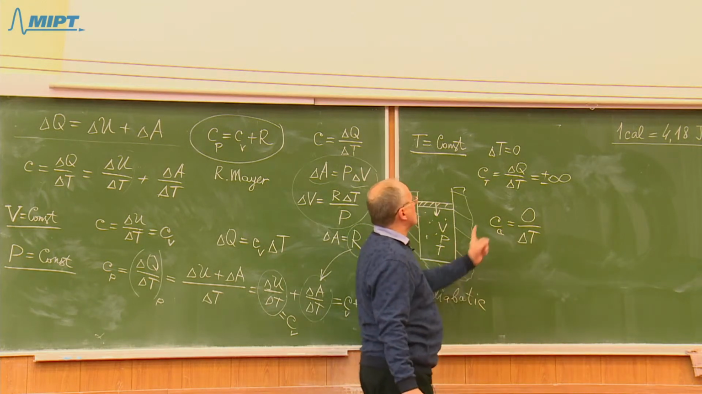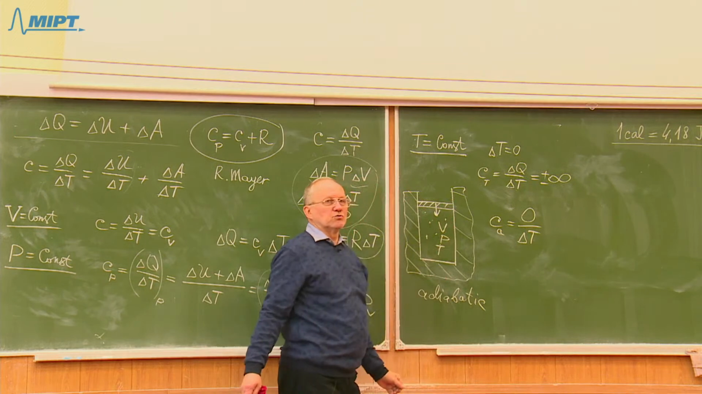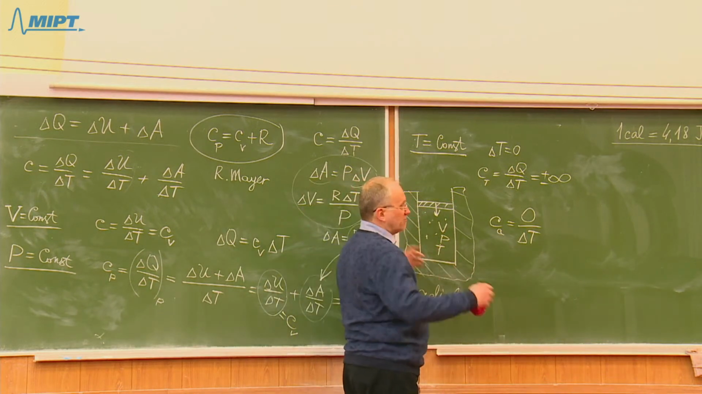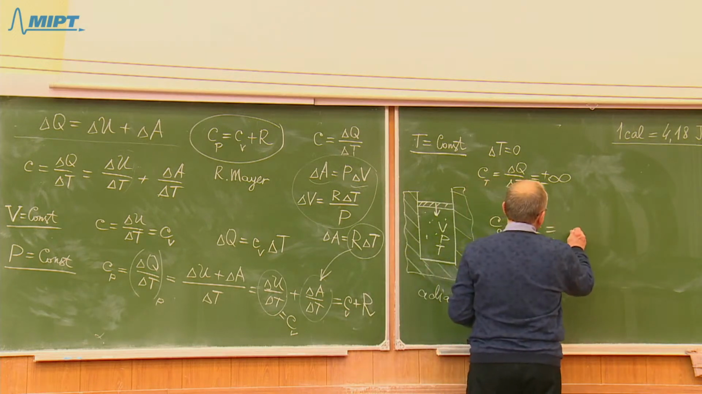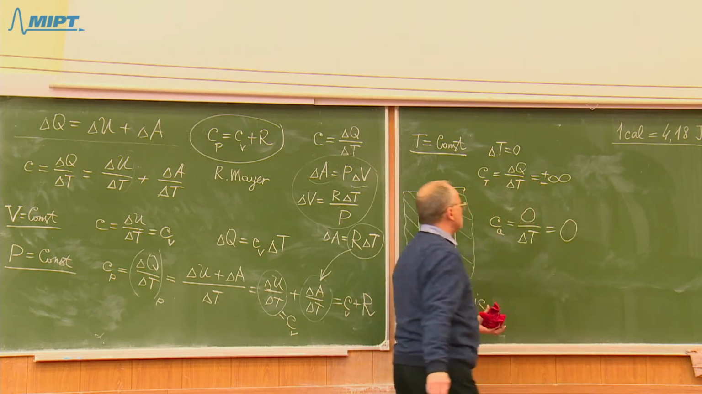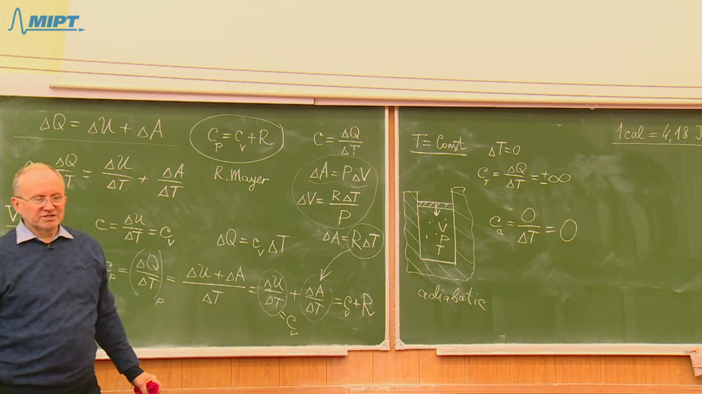But no heat exchange means that the amount of heat energy transferred to the gas is 0, or taken from the gas to the outside bodies is 0. So if this is 0, then the specific heat capacity will be 0. In adiabatic conditions, the heat capacity will be 0.